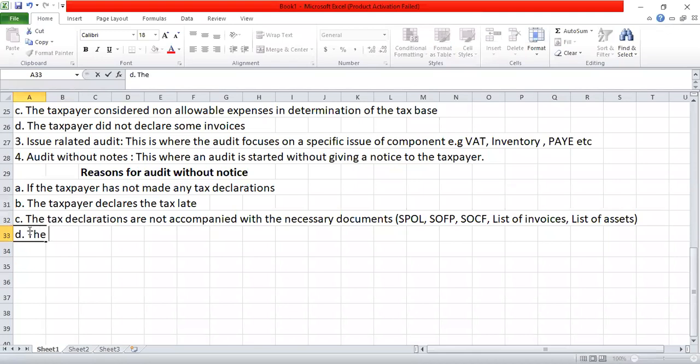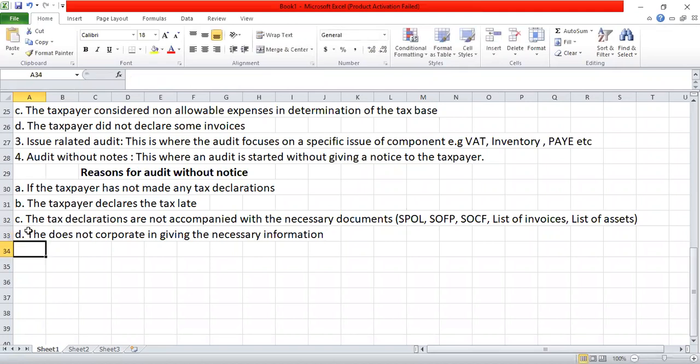The taxpayer does not cooperate in giving the necessary information. If there is an audit and the taxpayer is not willing to give information, then an audit without notes can be conducted.